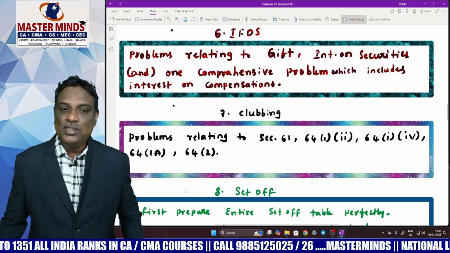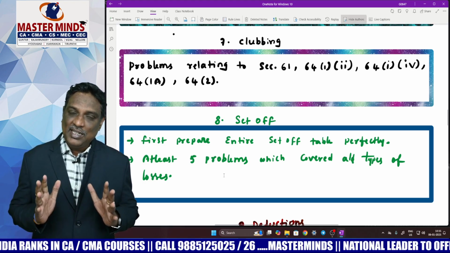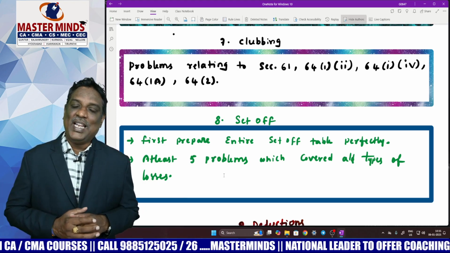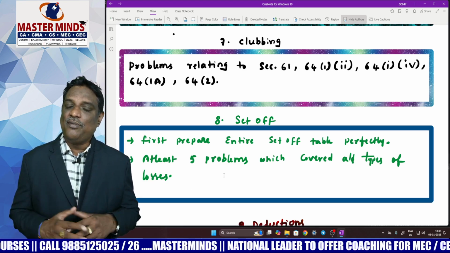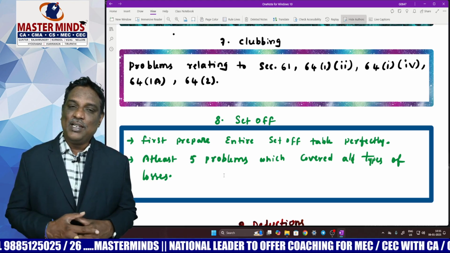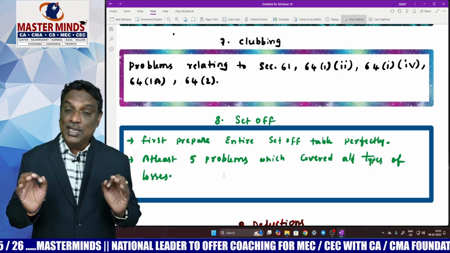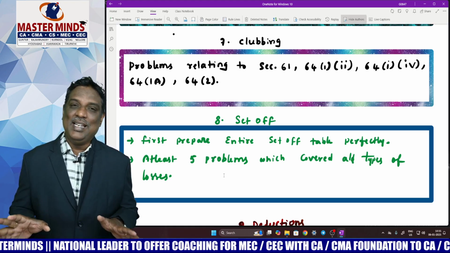Okay, so next one, set off and carry forward. My dear students, my suggestion is to prepare the entire set off table perfectly. There is a table of set off relating to each and every head of income: how to set off, where to set off, how to carry forward, and for how many years the loss can be carried forward. All these details are provided in a single table. So you can repeatedly practice such a table, mandatorily.